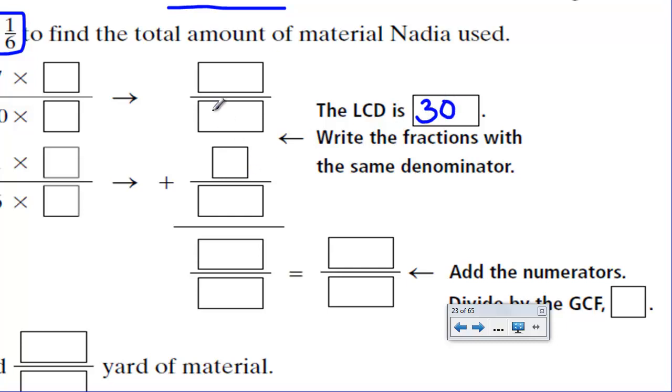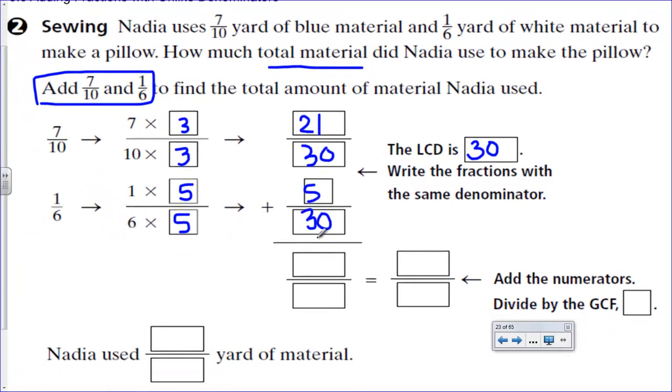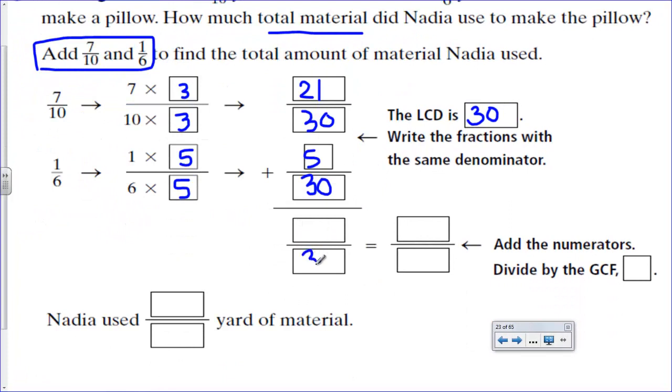So I'm going to change my denominators into something out of 30. 10 times 3 is 30, so I need to do 7 times 3. 6 times 5 is 30, so I need to do 1 times 5. Now I'm going to add my numerators. 21 plus 5 is 26.